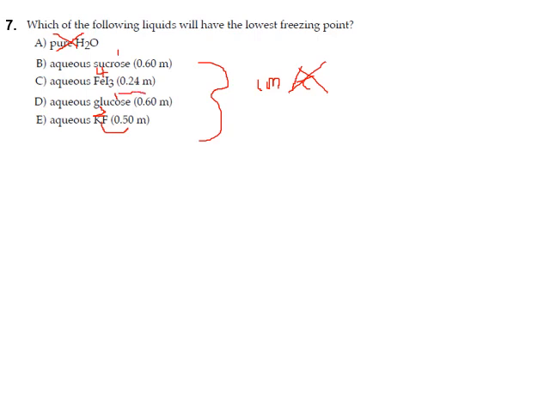So 2 times 0.5 is 1. That's the highest one yet. 4 times 0.24 is going to be 0.96, so that's less than 1. And 1 times 0.6 is 0.6, which is less than 1. So the answer is going to be E here. Next slide.